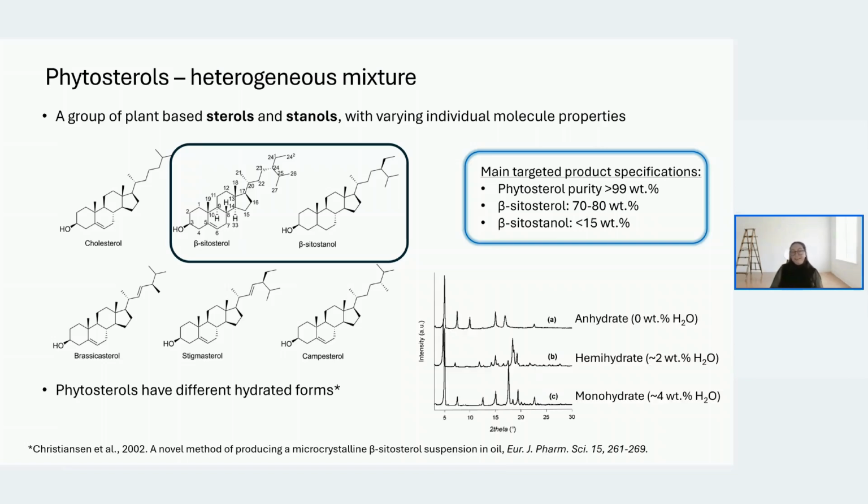Then another thing is that phytosterols have different hydrated forms, those being anhydrate, hemihydrate, and monohydrate. And we can actually separate these by powder XRD, as they have different patterns there, but also with TGA or Karl Fischer analysis, for instance, because the water content is different.